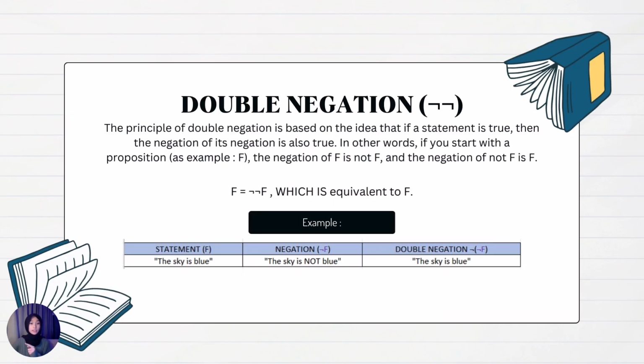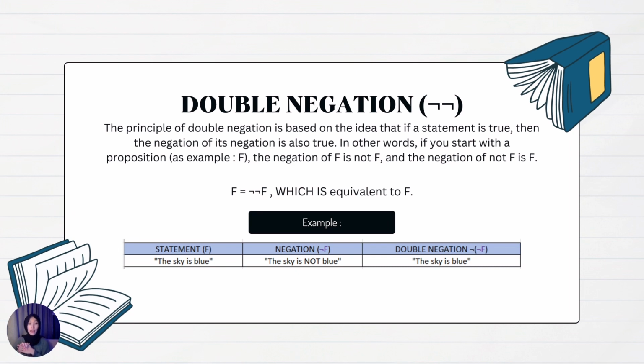So next is for double negations. That's the symbol of double negations, same as negation, but you just add another one. The principle of double negation is based on the idea that if a statement is true, then the negation of its negation is also true. In other words, if we start with a proposition, for example F, the negation of F is not F, and the negation of not F is F.